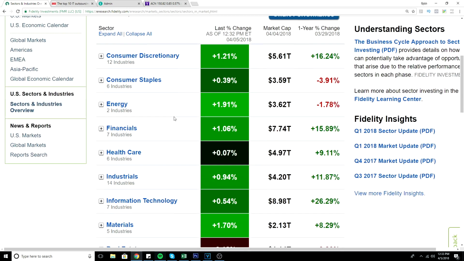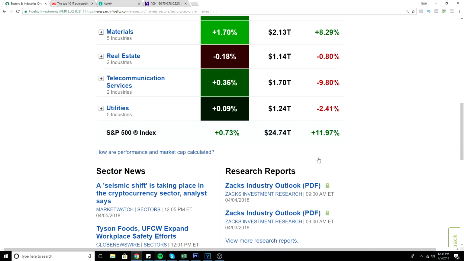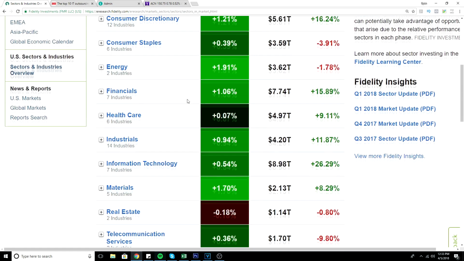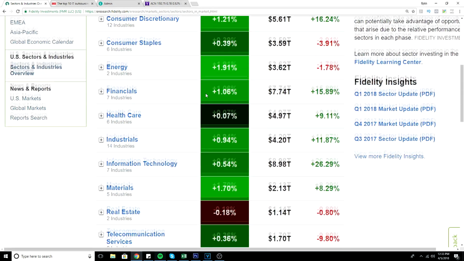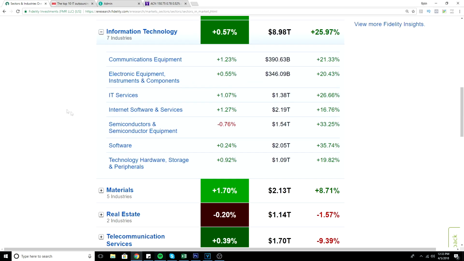But if we look at the numbers here, obviously information technology is red hot. They're up 26.29%. Let's see here. Other than that, we're seeing growth with industrials, we're seeing growth with financials, and consumer discretionary. Now, for this example, we are going to be using information technology. So let's go ahead and look at what industries are within the information technology sector. And as you can see, we have communications equipment, electronic equipment, instruments and components, IT services, internet software and services, semiconductors and semiconductor equipment, software, and then technology hardware, storage, and peripherals.